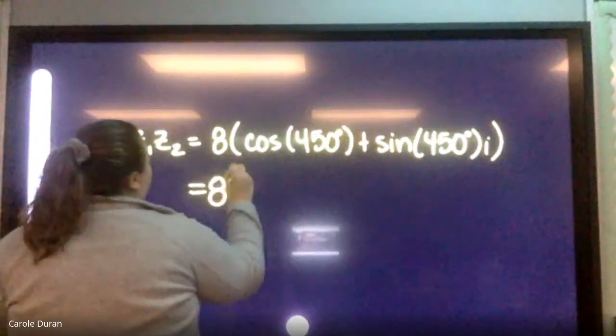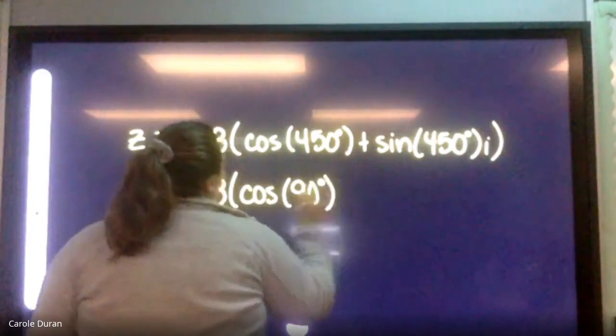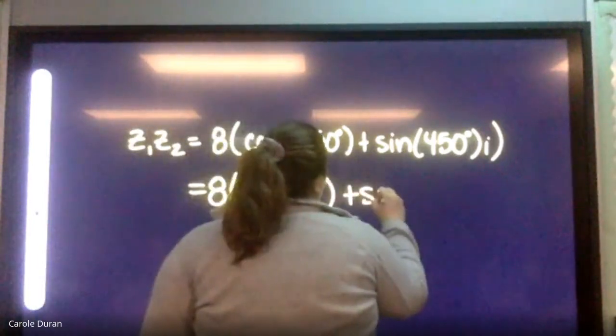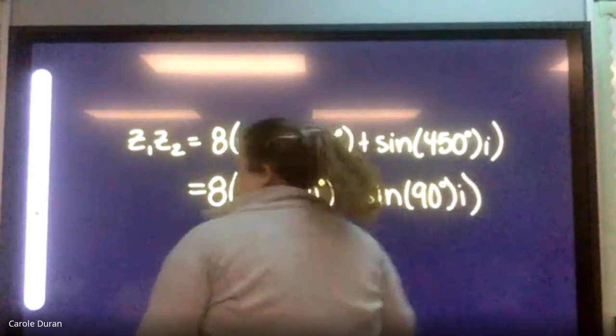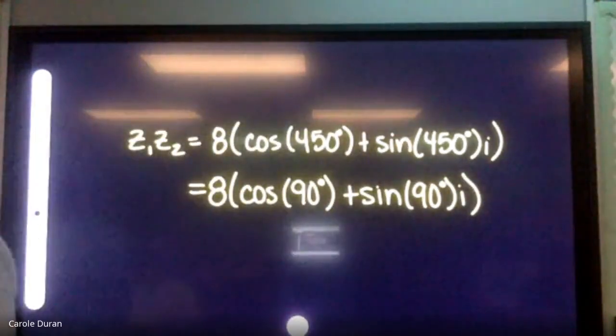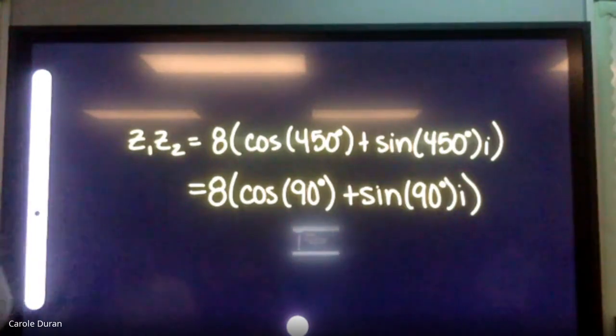So what's 450 minus 360? 90. So it is coterminal to a 90-degree angle, which means that this is actually 8 cosine of 90 degrees plus sine of 90 degrees, i. If I were to leave it in trigonometric form, this is how I would leave this problem. However, because I had you do it on your homework, I'd also like to do it here.